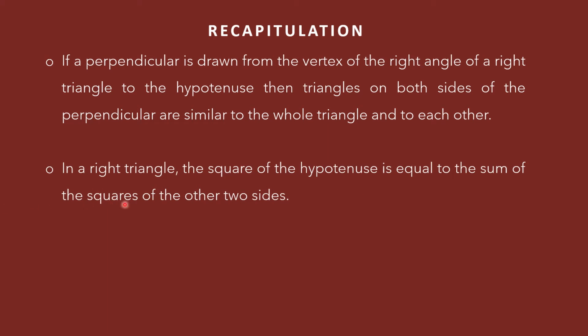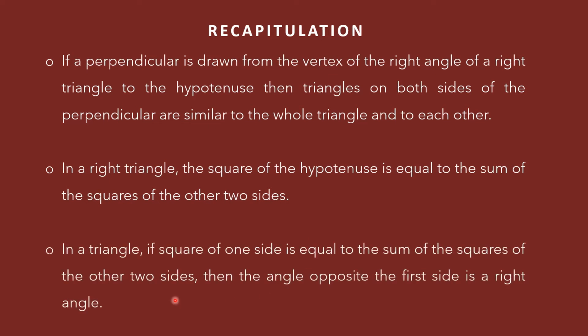And this is nothing but the Pythagoras theorem statement. In the right triangle, the square of the hypotenuse is equal to the sum of the squares of the other two sides. Next, in a triangle, if the square of one side is equal to the sum of the squares of the other two sides, then the angle opposite to the first side is a right angle. This is the converse of Pythagoras theorem. These are the three important things we have learnt under the heading Pythagoras theorem. Let us solve the problems.